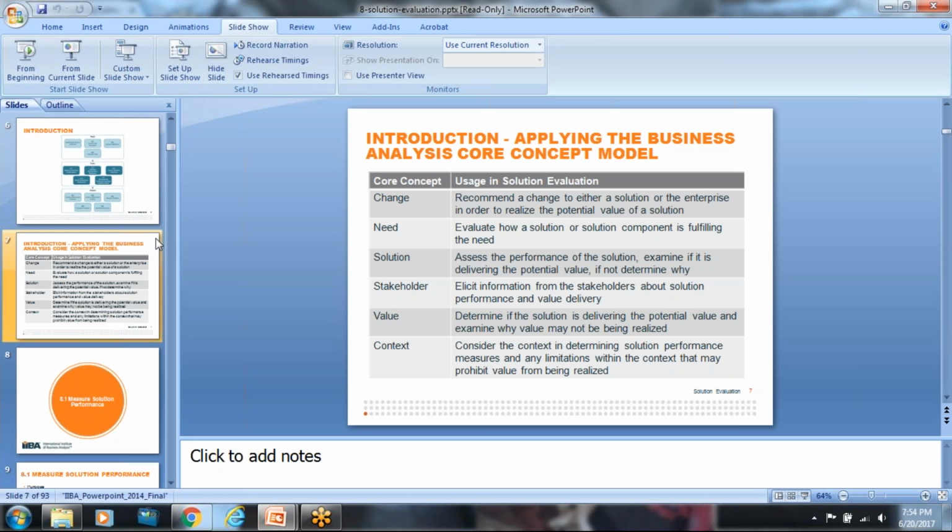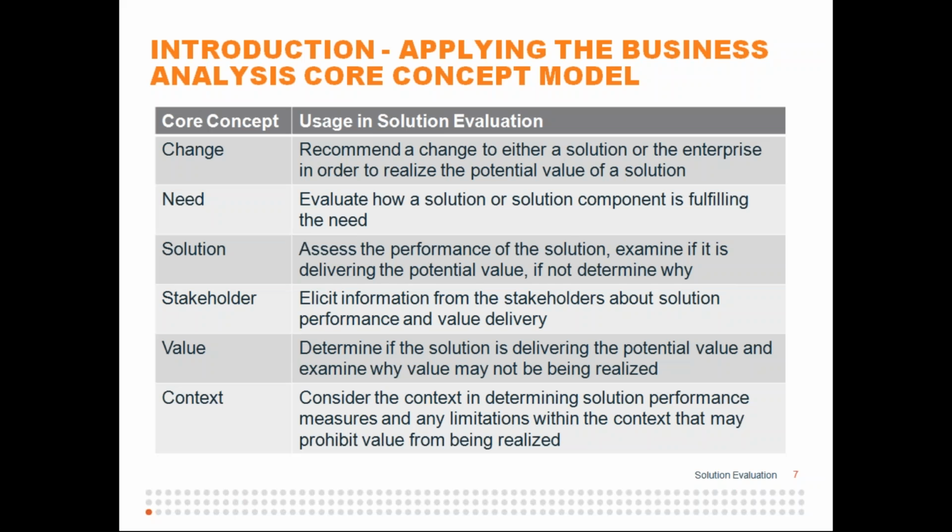All right, sorry, not showing that. There we go. Got it. Okay, so we've got our four concepts here. The first one: recommend a change to either the solution or the enterprise in order to realize the potential value. In this case, the purpose of recommending the change is to improve the performance of the enterprise, because the need to improve performance has been recognized.